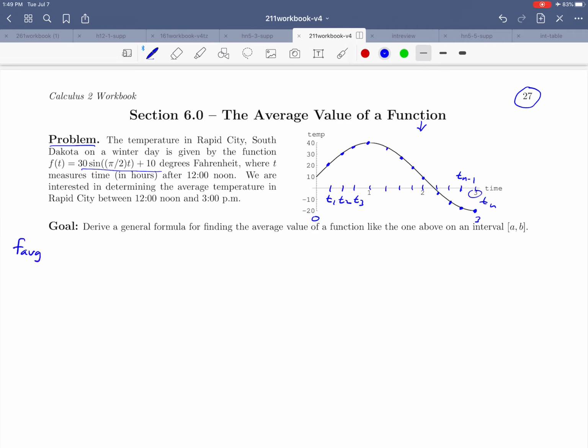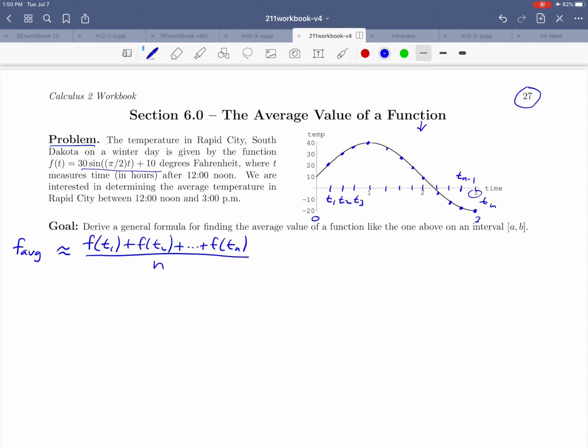I'm going to try to save space here because there's going to be a bit of writing with this. The average temperature is just going to be the average of the output values of those points. So we would take the temperature at time 1 plus the temperature at time 2 and keep going until we get to the last temperature, and then divide by the number of temperature readings we took, which is n.